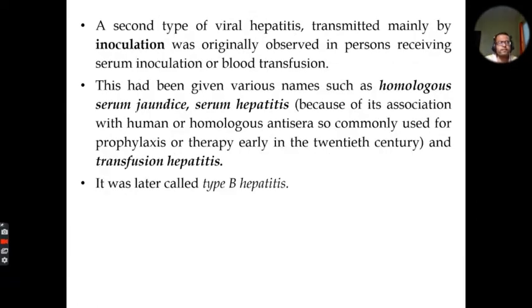Then the second group of viral hepatitis is transmitted mainly by inoculation. Here, the second group of hepatitis viruses is mainly transmitted by the inoculation mode, which was originally observed in persons who were receiving serum or blood.